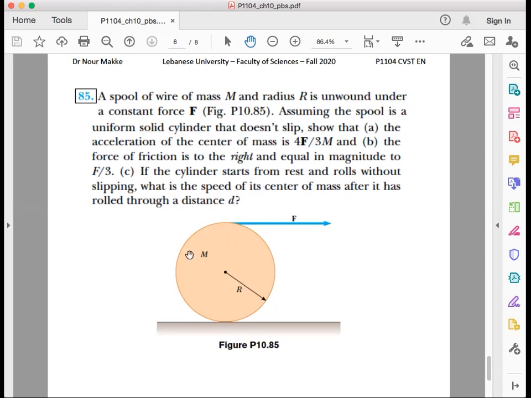So as you can see here, we have this spool of wire. It's modeled as a uniform solid cylinder. And actually this cylinder rolls without slipping on this flat surface under the action of a constant force F applied to it. So we have to show that the acceleration of the center of mass is equal to this value, and that the friction force acting is pointing to the right and is equal in magnitude to F over 3. So let's discuss this problem on the whiteboard.